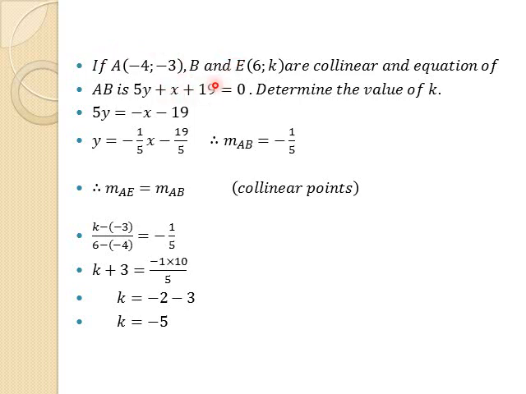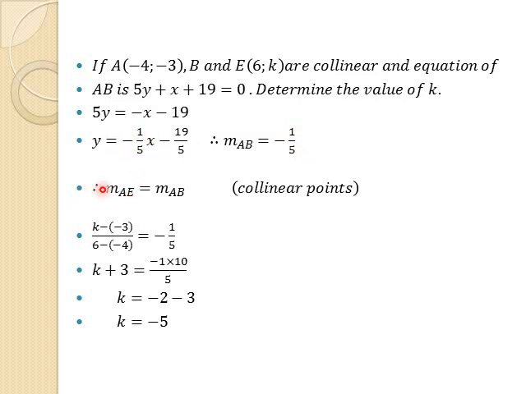So if I take plus x and plus 19 over, they become minus x, minus 19. I want y as the subject of the formula, so therefore divide by 5. That gives me y equals minus 1 over 5 x, minus 19 over 5. So gradient AB equals negative 1 over 5. Remember, that's the m value.